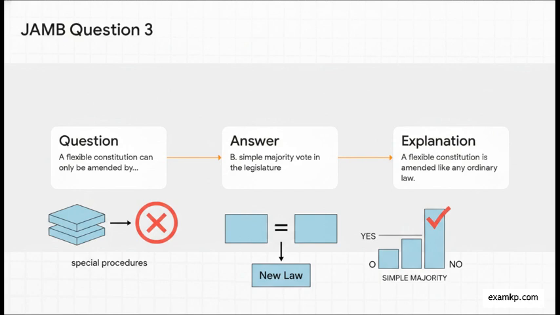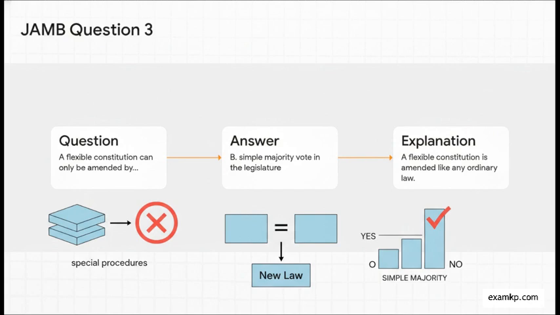This question is all about testing if you know the definition of a flexible constitution. Remember our comparison. Rigid constitutions need those special, complicated procedures, like a 2/3 vote. But flexible ones are easy to change. They can be amended by a simple majority vote, just like passing a regular old law. So the answer here is B. Alright, we're on a roll.